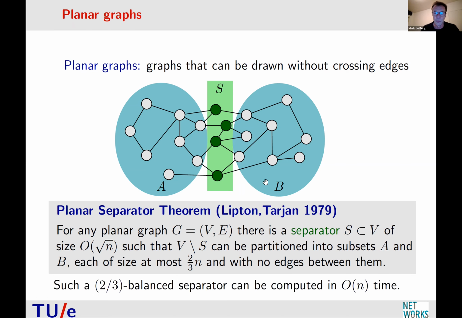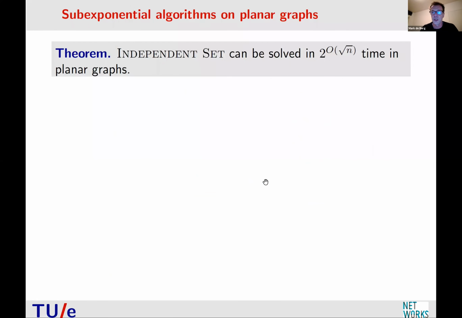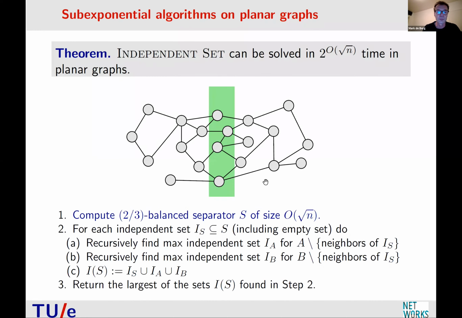Well, and yeah, I forgot to mention, but you can also compute such a separator very quickly. So how can we use this to get sub-exponential algorithms? Let me illustrate this for independent set, where it's actually trivial to do so. The algorithm is as follows. In step 1, we compute such a separator. It's balanced and it has size square root of n.